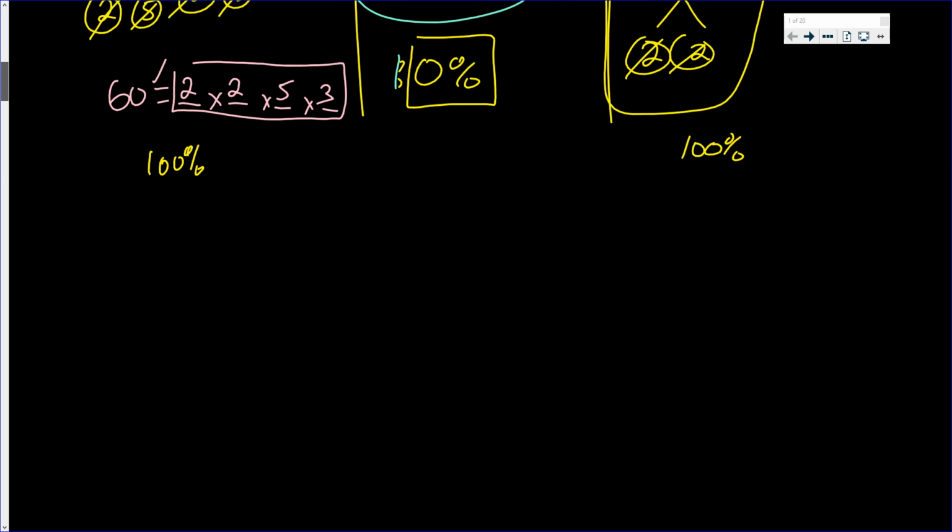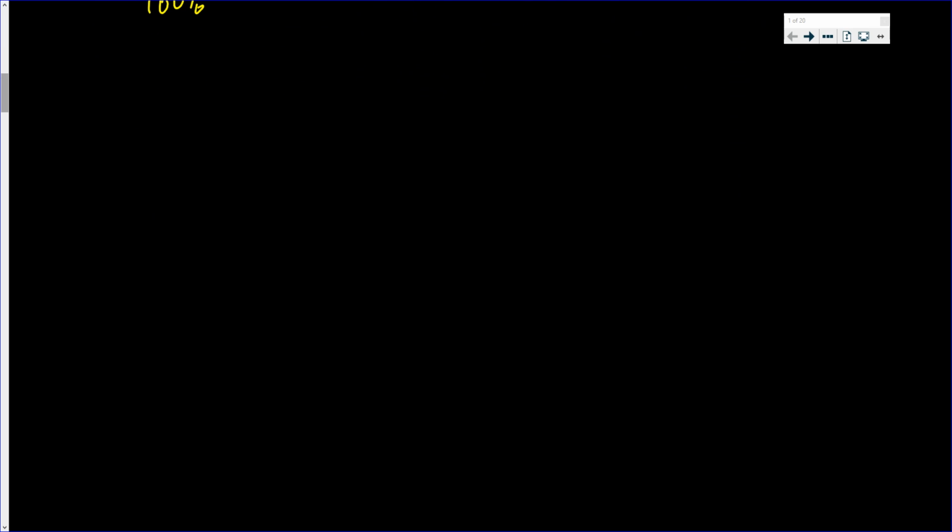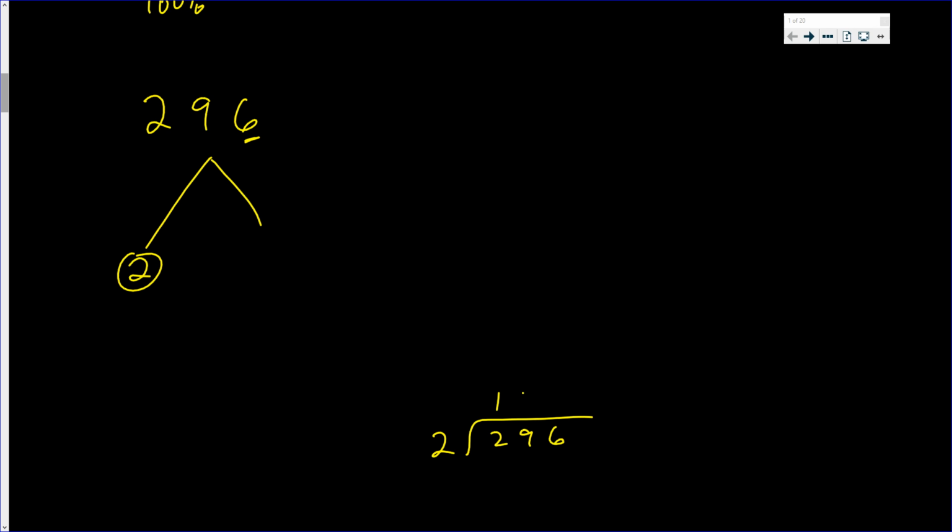Let's try prime factorization of another number. Say a big number, 296. It's even. I know 2 goes into it, and 2 is prime. If you don't know how many times, on the side you do 2 into 296, you get 148. Okay, 148. That's not prime. You can say it's even. So it's 2 times 74. 74 is even.